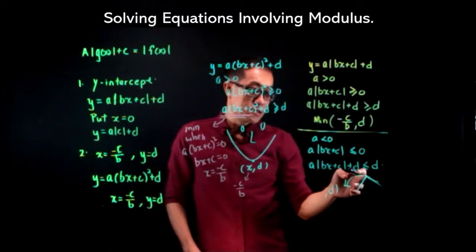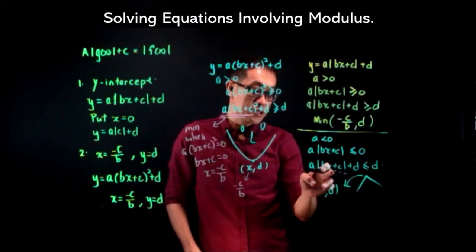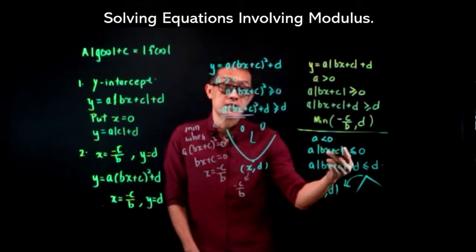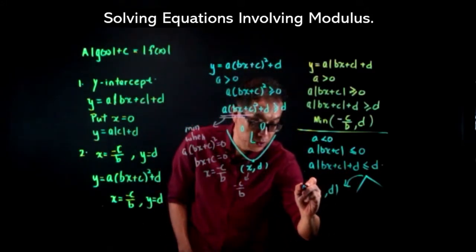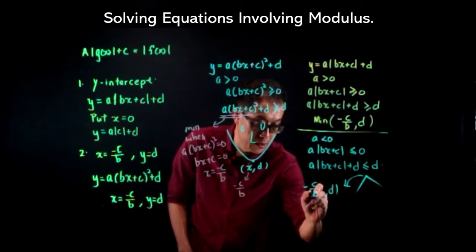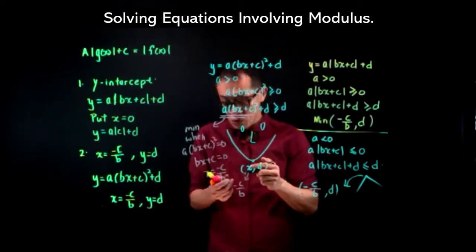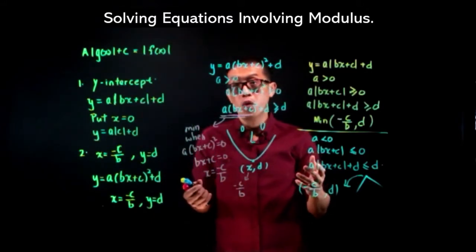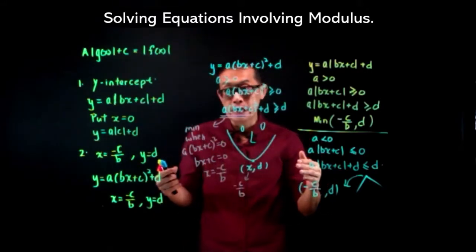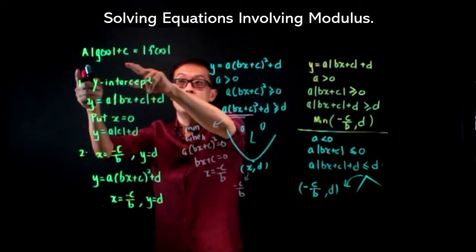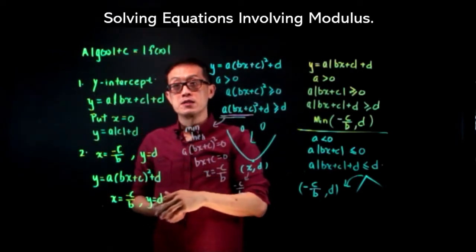Now, when will it be at the peak? When this is 0. So you equate bx plus c equals to 0 and you get x is equal to minus c over b. Okay? So these are the two things that you need to know when you are doing a rough sketch for a modulus function to help you in solving your modulus equation.